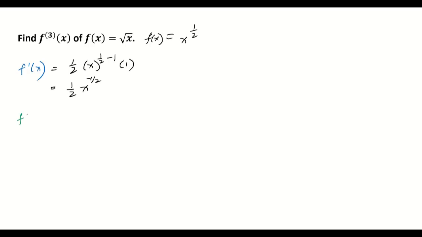For the second derivative, this would be 1/2 multiplied by negative 1/2, and then we have x raised to negative 1/2 minus 1.